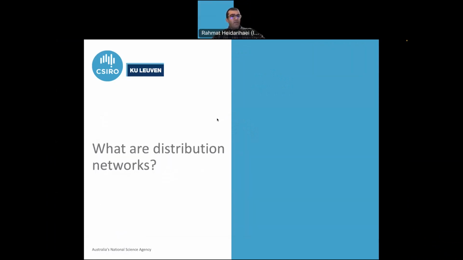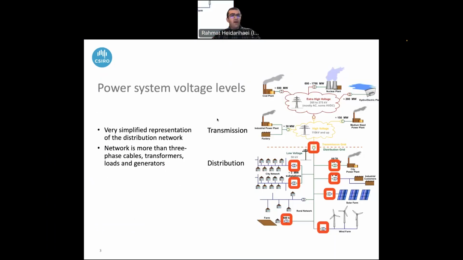So first things first, what are distribution networks? The power system has different voltage levels and can basically be divided into transmission and distribution. The transmission network is responsible for delivering the power generated from the generators over long distances at high voltages to the distribution network, which is at a lower voltage level and where the customers and players are connected. And the network is more than three-phase cables, transformers, and load generators.